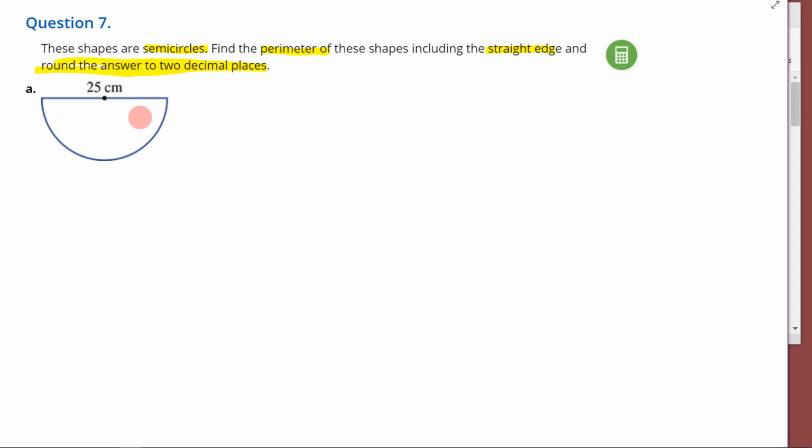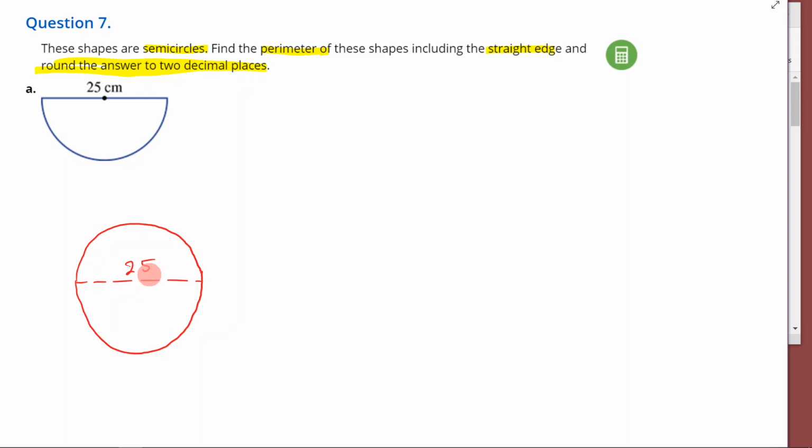Now, the way we're going to think about this question is let's just picture this as a whole circle. So at the moment, it's a semicircle, it's half a circle, but let's just picture a whole one. So I'm going to draw a whole circle like this with a diameter of 25. So I will do that. I'm going to say that this is 25.